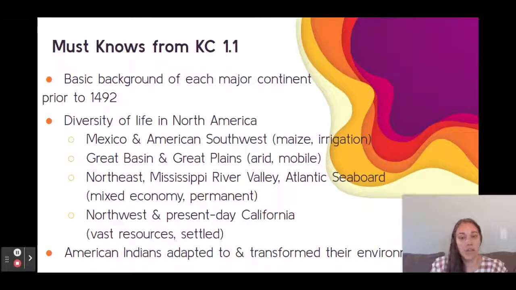The Great Basin and Great Plains are a very arid area, and so they have that mobile lifestyle that some tend to think of as characteristic of American Indians, but it really was more just regional. Then the third region, the Northeast, the Mississippi River Valley, and the Atlantic Seaboard, is going to have a lot of variation. It's a huge region, and so it's got a mixed economy.